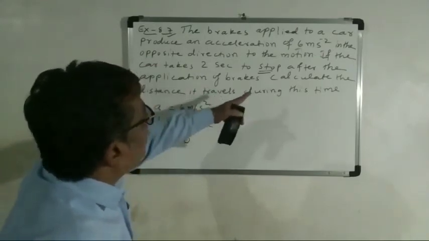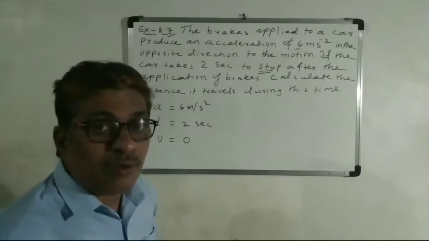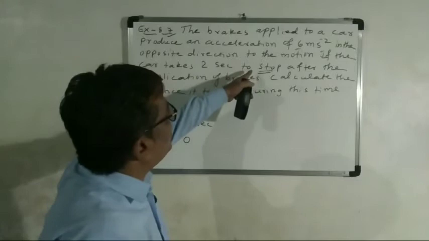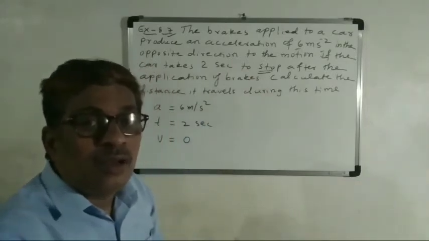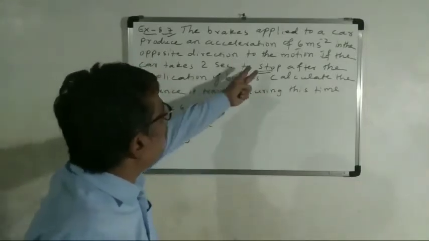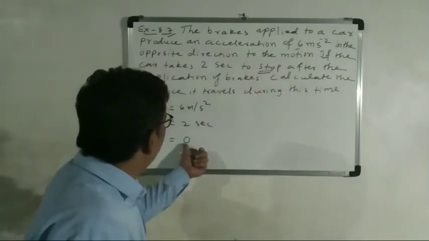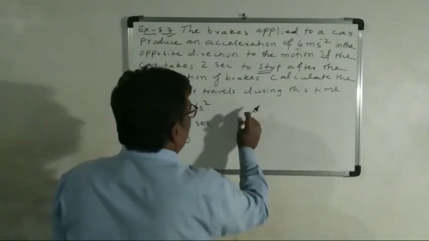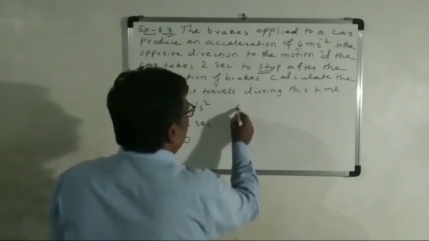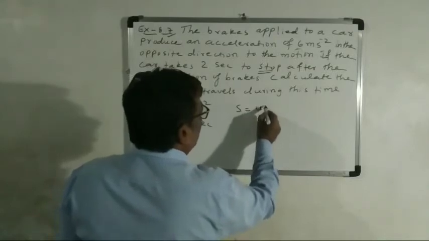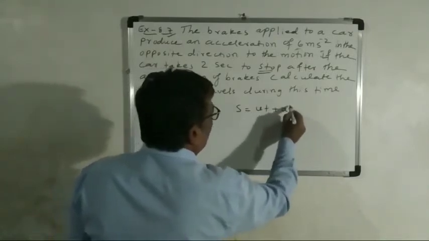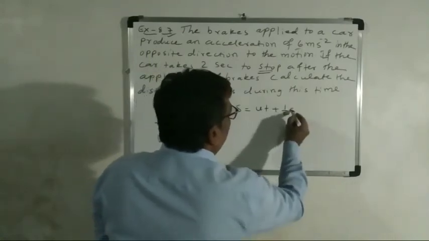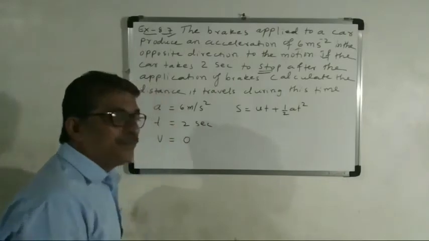Okay. Then calculate the distance. See, whenever acceleration is given, it means either it must slow down or it has to stop. So here stop is given, that is why the final velocity will be 0. Now you have to find the distance formula. So what is the distance formula? S is equal to ut plus half at square. Ut plus half at square.